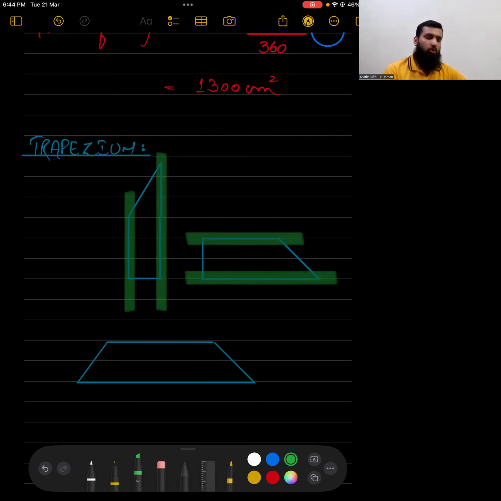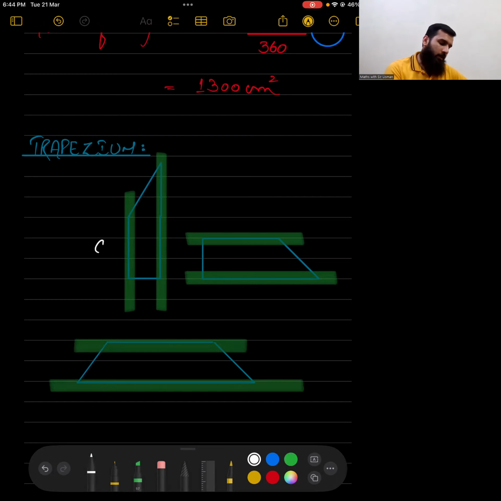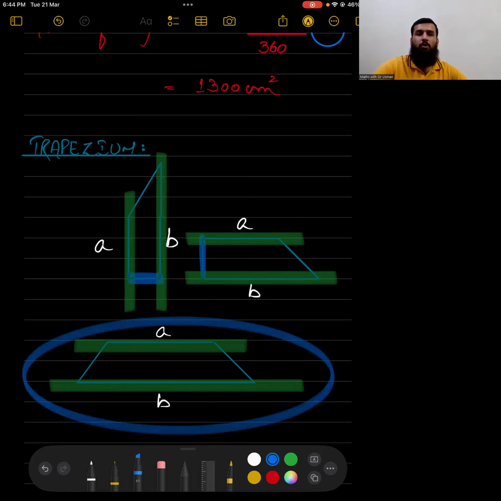Those two lines that are going parallel right over here, we have named them A and B. So we have A and B over here. Now the height in between these two lines, like the vertical or the horizontal line between these two parallel lines, is actually going to be your H right over here. This is your H. Now in case you don't see a vertical line in between these two parallel lines, like in the third shape, we don't have any vertical or horizontal line.